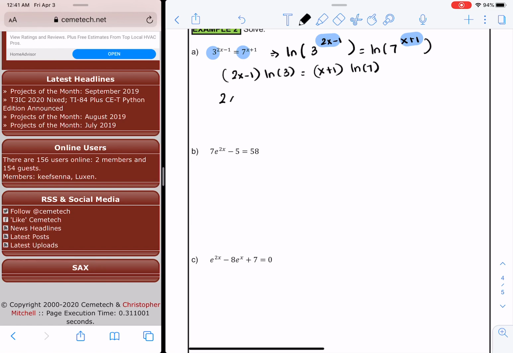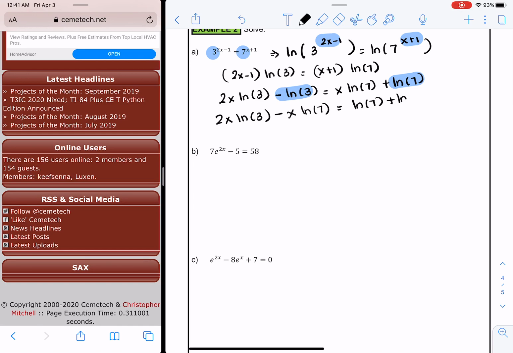Distribute and multiply. 2x times ln 3 minus ln of 3 equals x times ln of 7 plus ln of 7. These two are simply numbers, and the others have an expression, so we move all the x's to one side, numbers to the other. 2x ln 3 minus x ln 7 would simply equal ln of 7 plus ln of 3.